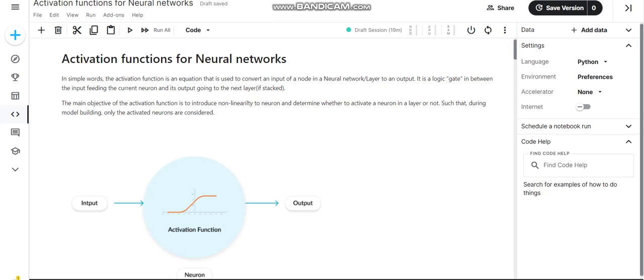Hello everyone. Today we'll look into activation functions for neural networks. This is the first video of the deep learning series. So let us get started.